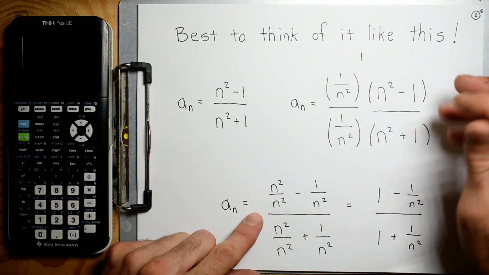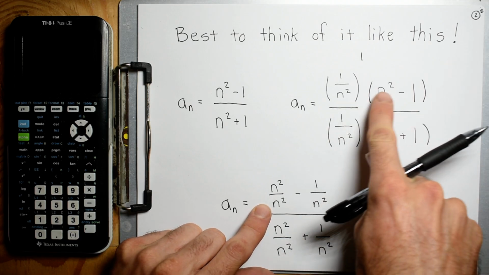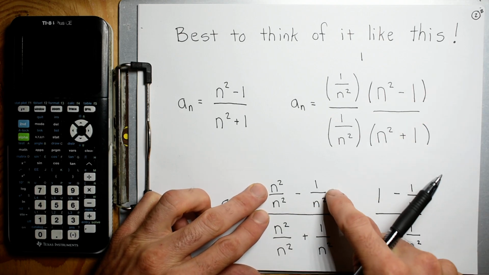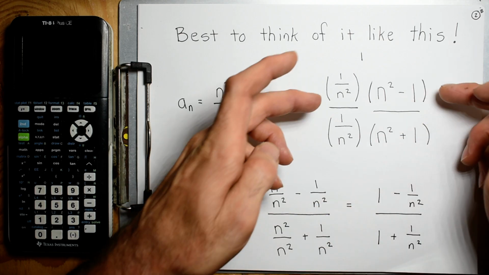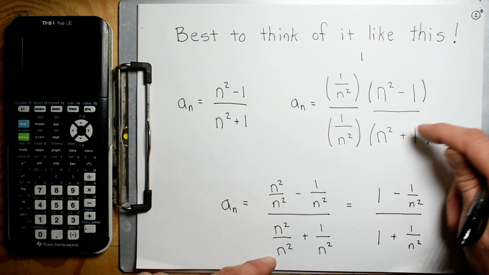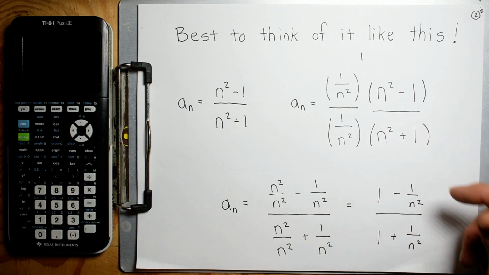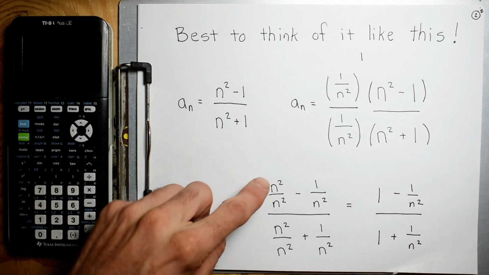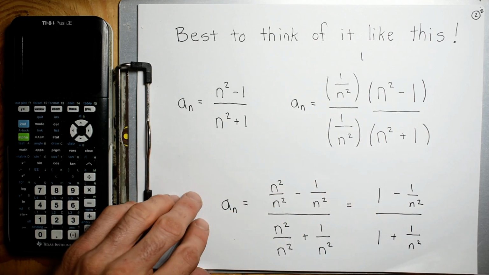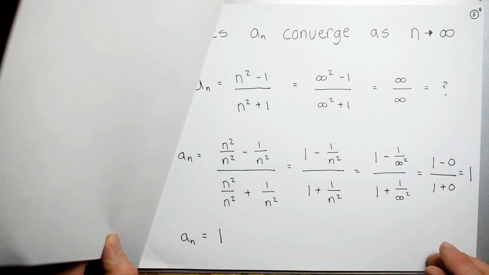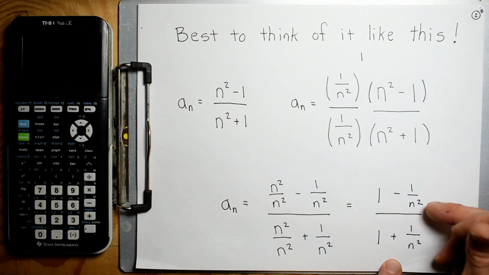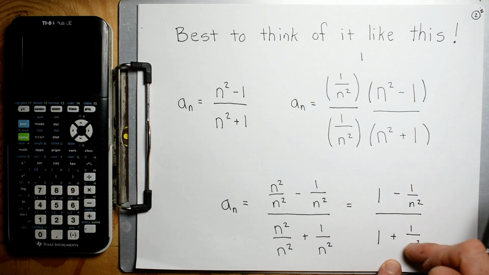So that's what we're going to do. This becomes n squared divided by n squared minus 1 divided by n squared. That's the top part. The bottom part is n squared divided by n squared plus 1 divided by n squared. Cool. And then this is 1 and this is 1, and this didn't change. And now we can take n to infinity and see that this value becomes 0.